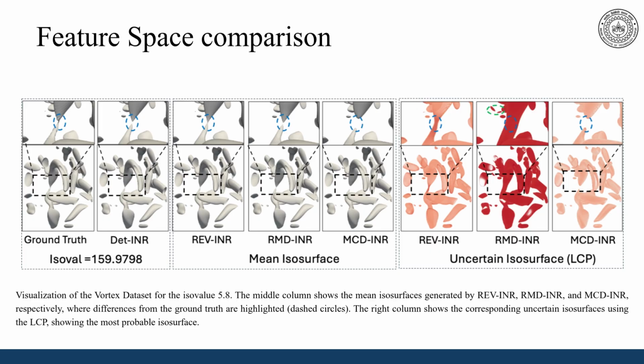RMD-INR often overestimates structures, leading to spatial spreading, while MCD-INR frequently fails to recover thin connections. Even deterministic INRs, despite achieving comparable PSNR, generate incorrect topologies. These results highlight that uncertainty is essential for reliable structural visualization.